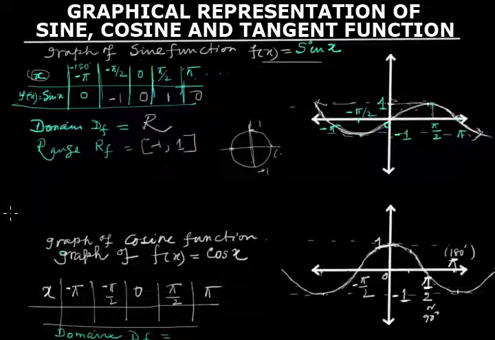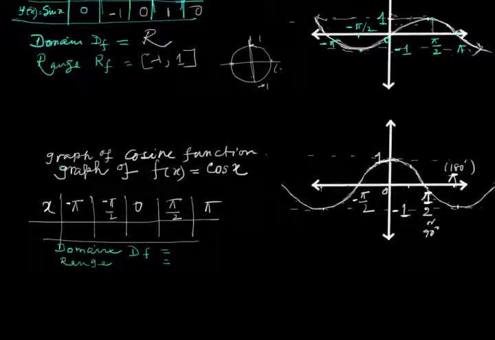Now look at the graph of the cosine function. Here we see at 0 the value is 1, cos 0 is 1, and cos 90 is 0, and cos minus 90 is 0. At pi the value is minus 1.